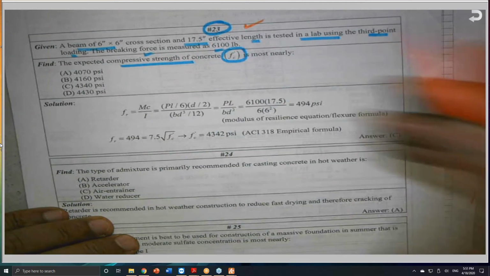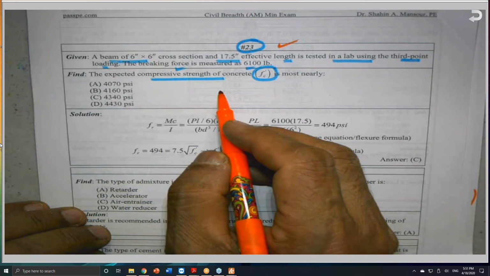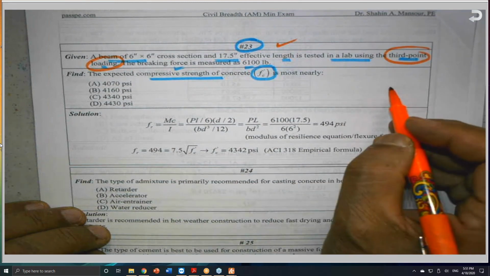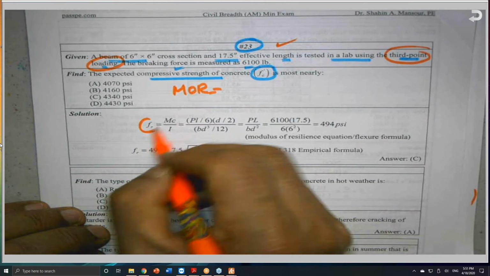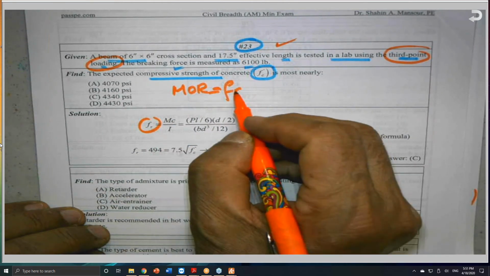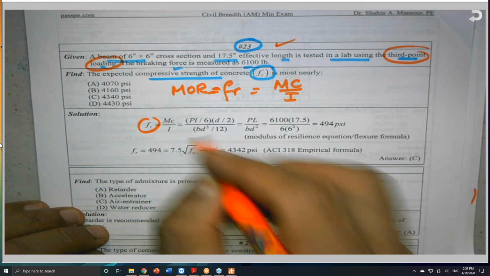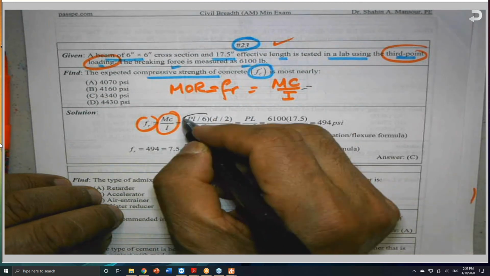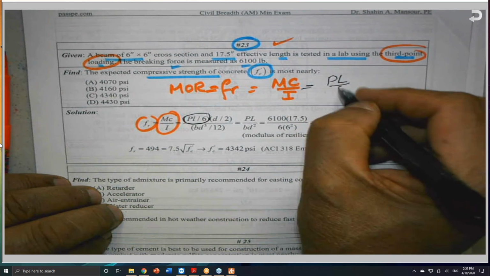I'm referring back again to problem number 23. I don't know why it's shifted like this. There is a space here. He's telling you that third point loading, the one I was talking about, so I can get the modulus of rupture, MOR, or we call it F sub R in the ACI code, which is MC over I. See this equation. The maximum bending moment is equal to PL over 6. Here it is.